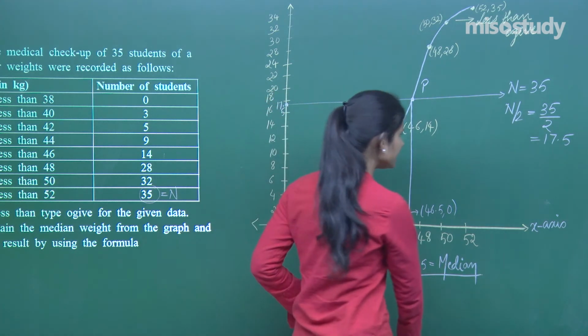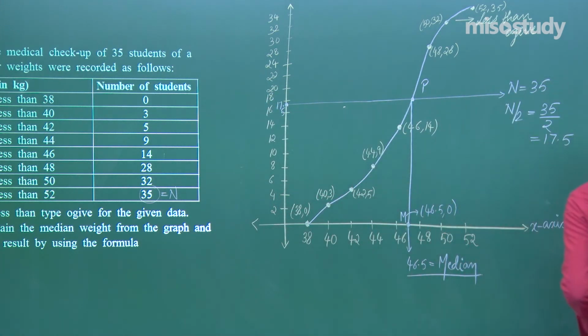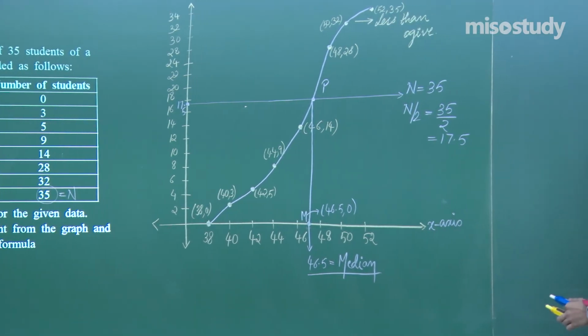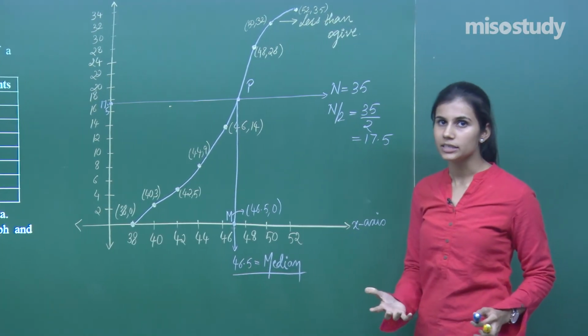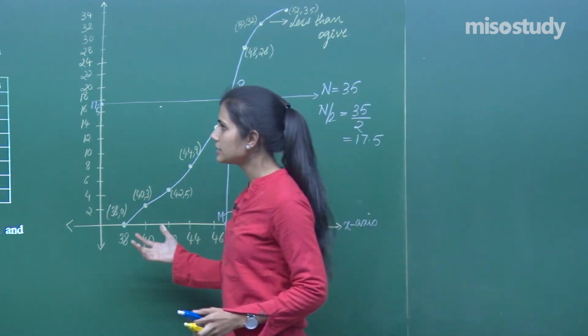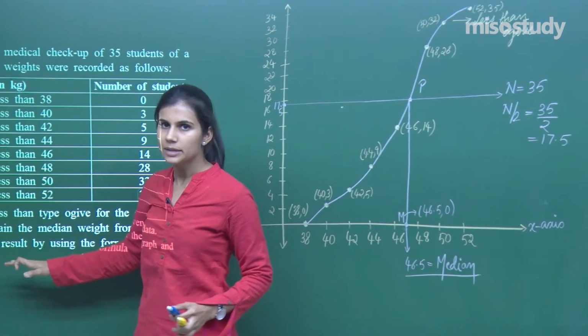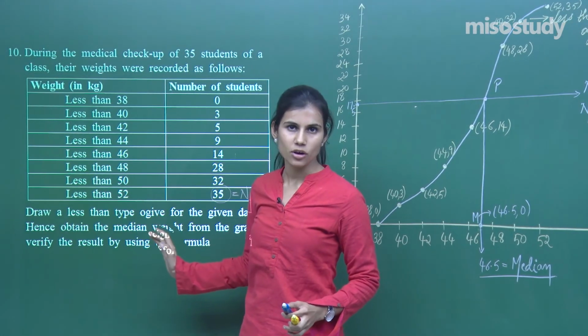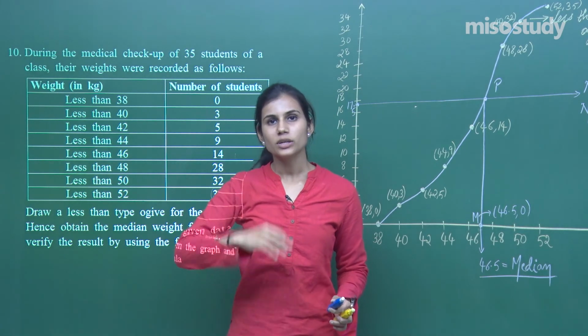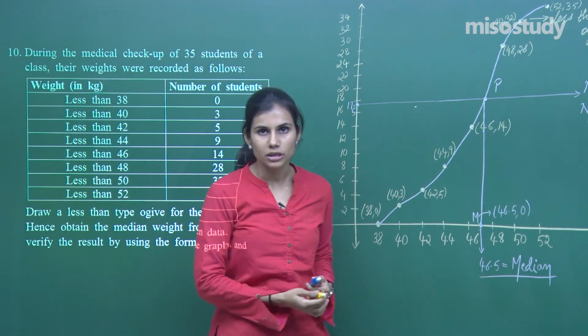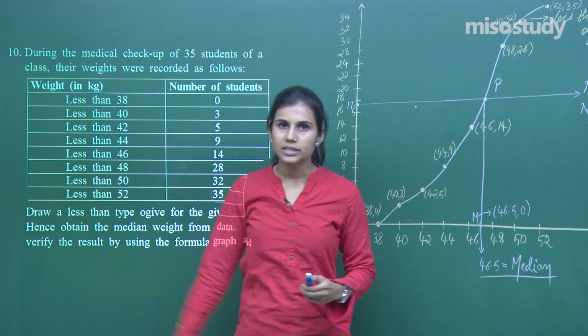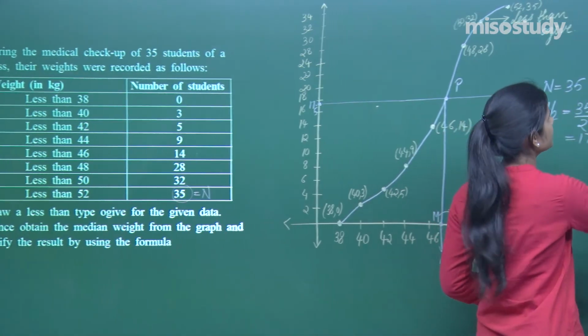Now let's evaluate the median by our actual method. In order to get the median from the actual method, we need the median class, which is my class interval. Right now I don't have class intervals with me. From the less than table and the cumulative frequency column, how can you get your actual class interval column and frequency column? Let's see. Now less than 38, let the first entry remain as it is.